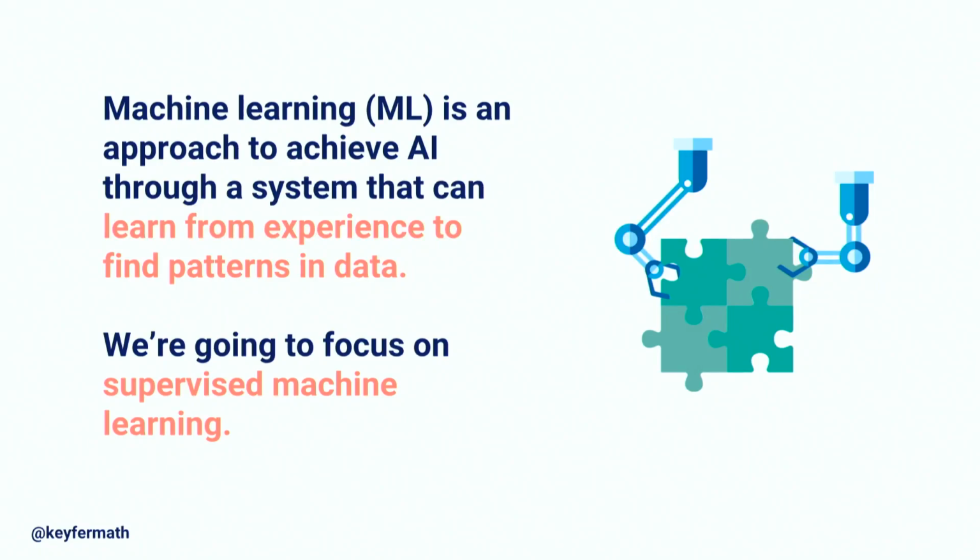Machine learning is an approach to achieve AI through a system that can learn from experiences and data. So we feed data into these neural networks, these machines, and from this data, we hope that the machine can garner patterns, and from that can predict future values. We're going to focus on supervised machine learning.